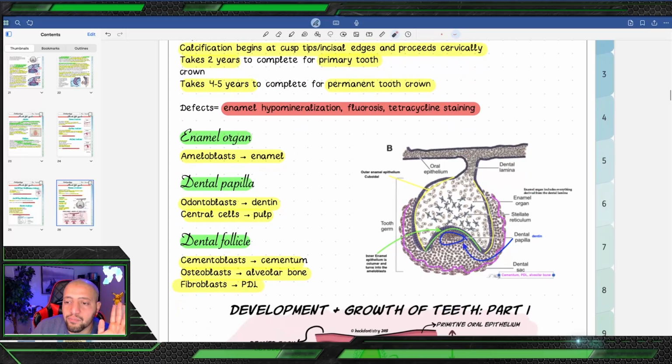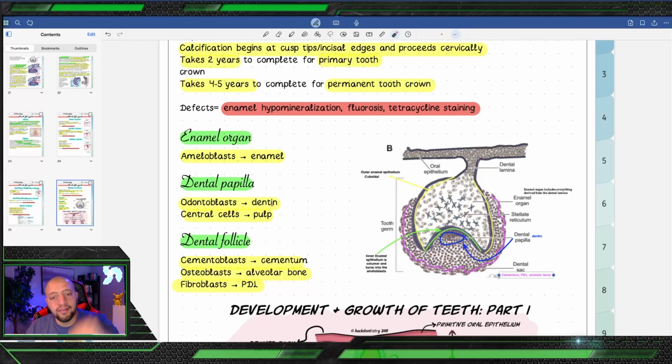Finally, we have this one. The enamel organ gives ameloblasts, which give enamel. Dental papilla gives odontoblasts and dentin, and the central cells will give us the pulp. Dental follicle gives cementoblasts and cementum, osteoblasts and alveolar bone, and fibroblasts and PDL. So this is the origin of each cell.